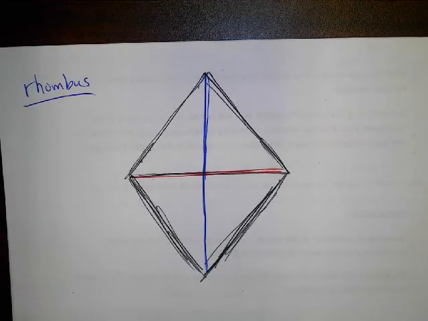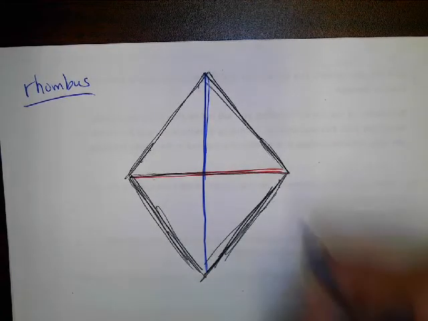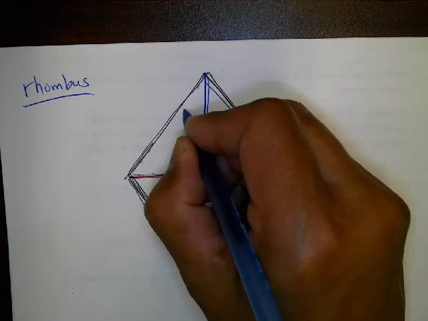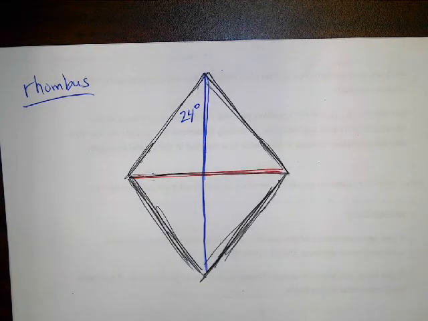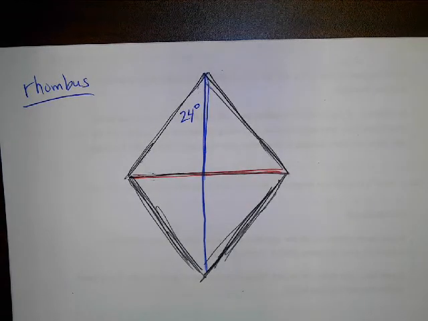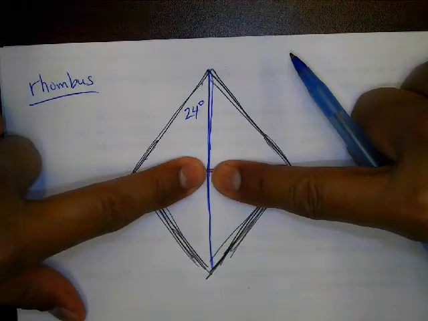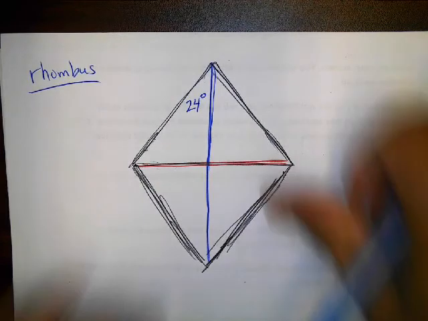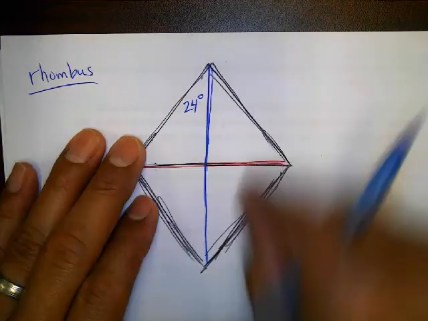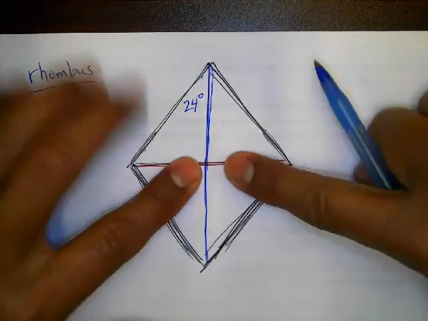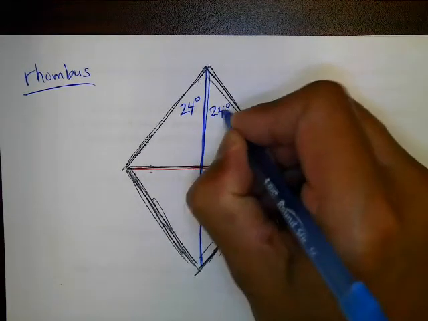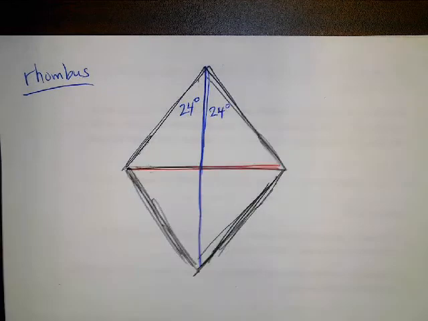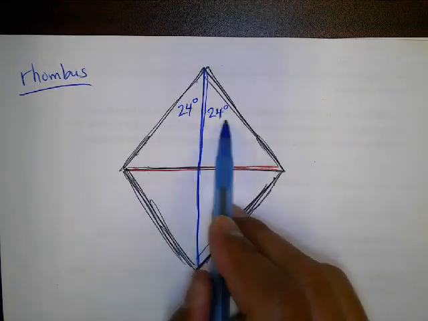Remember, this is a rhombus. Let's say they're only going to have to give you one. Let's say they give you this one and they tell you that this one's like 24. What if they tell you that and it's 24? Well, let's ignore the red one for now, because once you got the two, it looks a little confusing. But let's just focus on these two parts right here for the blue diagonal line. If that's 24, that one's 24, right?